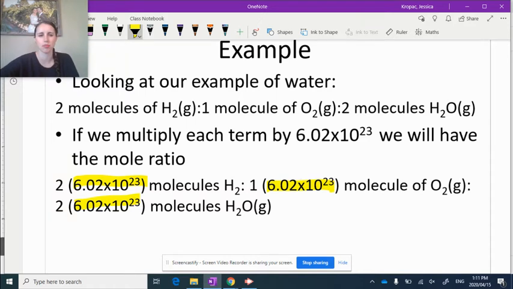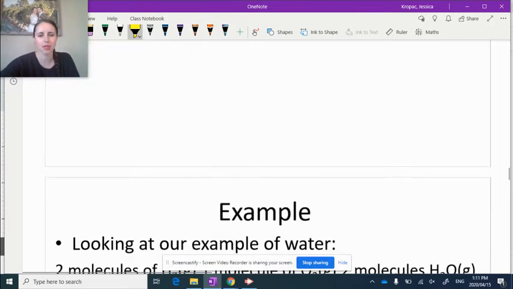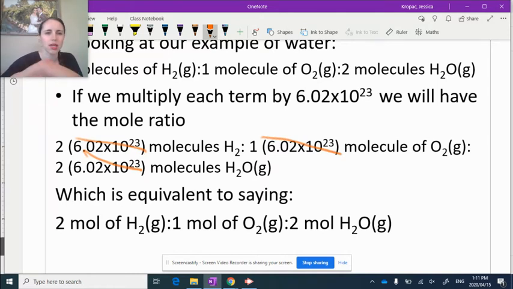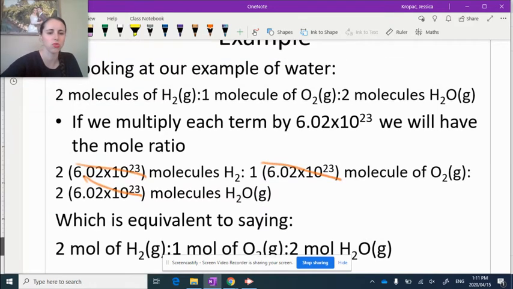by Avogadro's number. Well, since we've done the same thing, the ratio is actually going to stay the same, right? Since we're doing the same thing to each of them, I can ignore that number, and my ratio is going to be the same thing. So I'm still going to have 2, just like I did in the start. I'm still going to have 1, just like I did in the start.